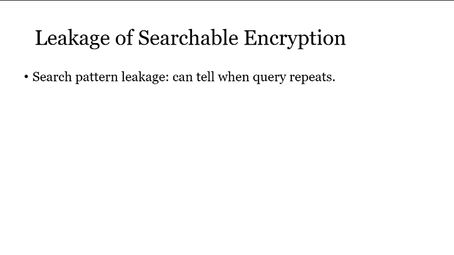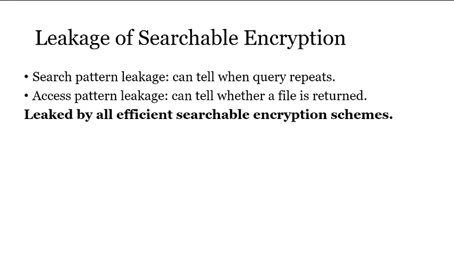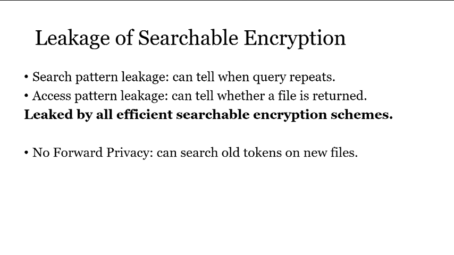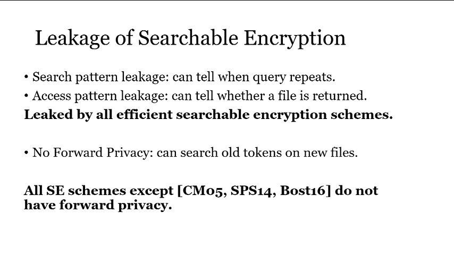So to sum up, we have search pattern leakage and access pattern leakage. They are leaked by all efficient searchable encryption schemes by definition. And then we have no forward privacy. All searchable encryption schemes except these three do not have forward privacy. And actually, the third one just came out after our paper emphasized the importance of forward privacy. So here, we are trying to abstract the leakage profile and utilize it in our attacks, such that our attacks apply to all or most searchable encryption schemes instead of any particular construction.